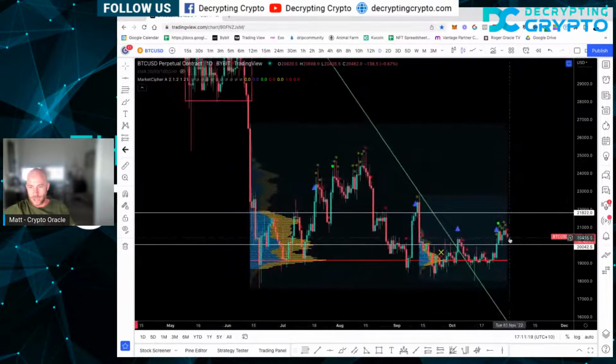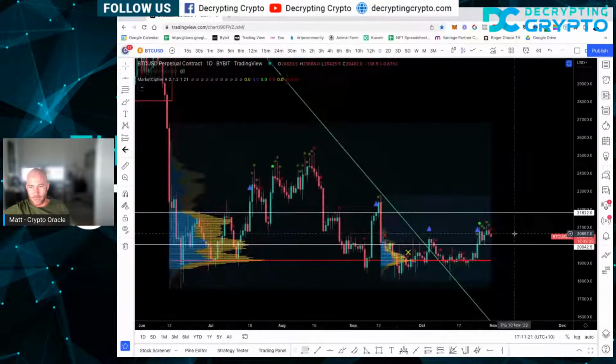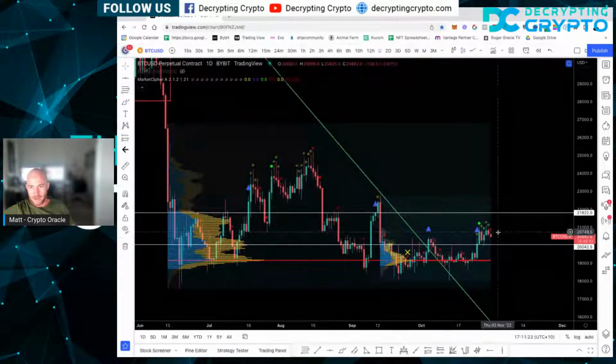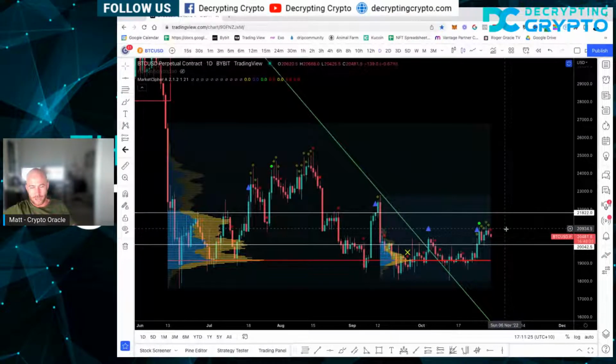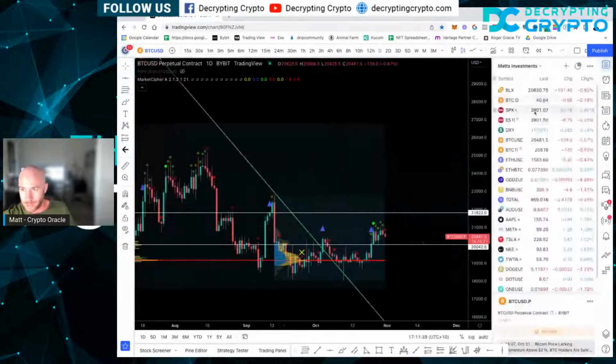So I think we just kind of form out this pattern. And then from there, depending on what Jerome Powell says, does he say we go up in interest rates by 75 basis points? We're probably going to see a drop down. And if we see 50 basis points, we will probably go up. I mean, the stock market has been doing good. The ES, the S&P, doing really well.